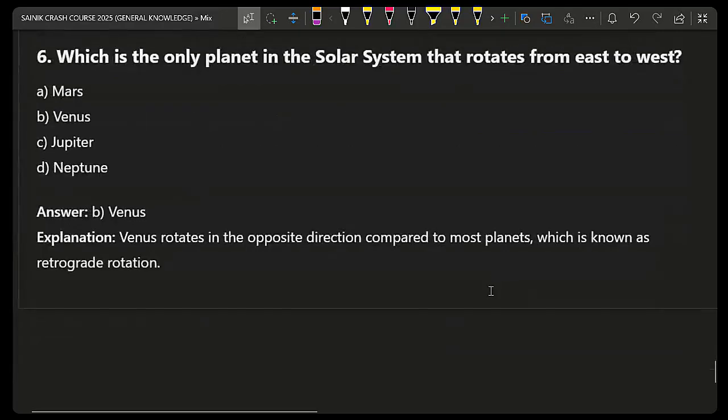Venus rotates in the opposite direction compared to most planets, which is known as retrograde rotation. The rotation of Venus is called retrograde rotation. And next question.